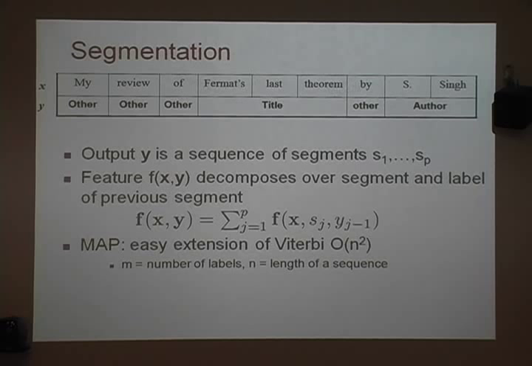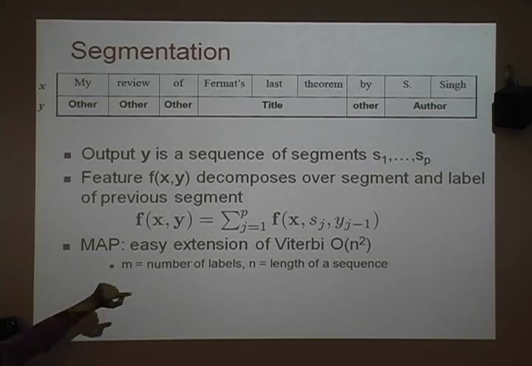Because you don't know the length of entities in advance, this is now a much larger output space. You have to simultaneously break up your sentences into segments where each segment comprises an entity that you're after, and then of course you have to assign a label to the entity. So now the output y is not a vector of labels, but rather a segmentation.